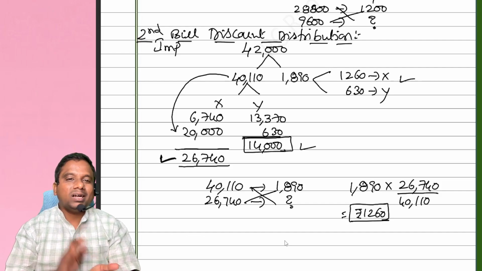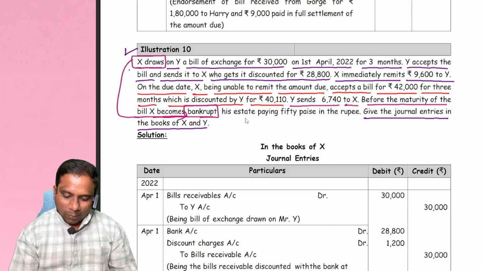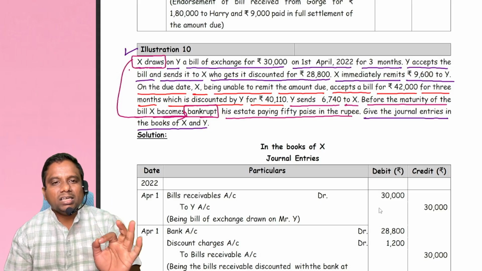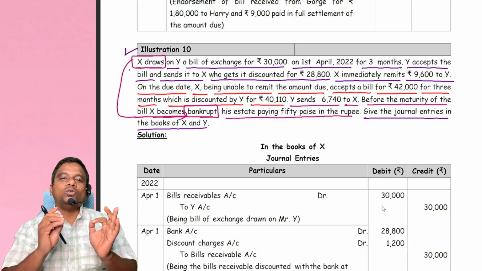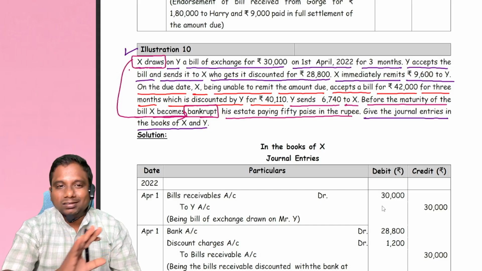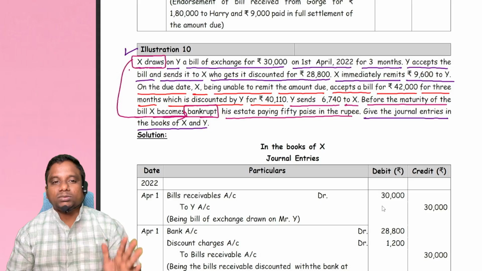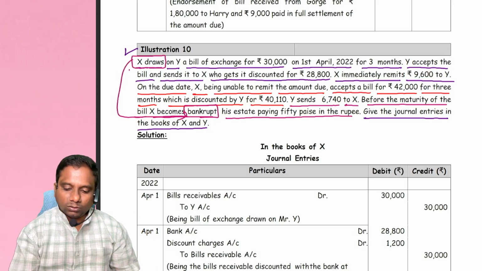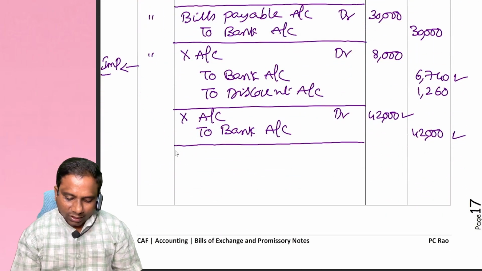Now, what about that 28,000? That is a question mark. Look at what has happened. His estate is paying 50 paise in a rupee. Finally, whatever the amount due from X, out of that you receive only 50 paisa. Tell me, what is the amount receivable from X? 28,000. Out of that, how much are we receiving? 50 paisa, means 14,000.